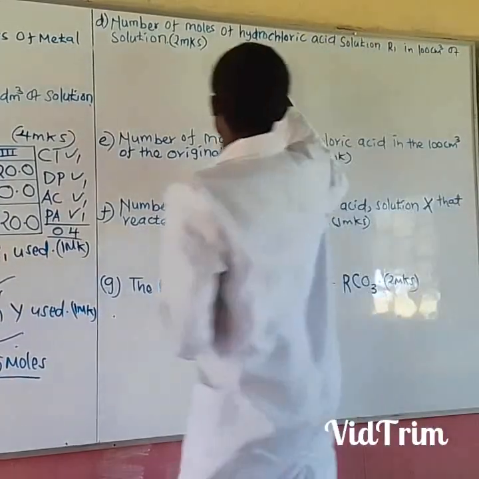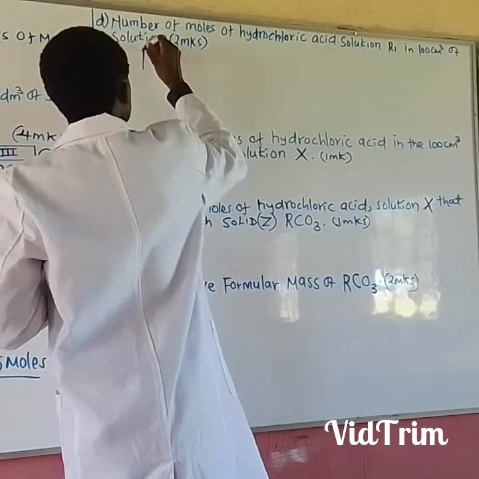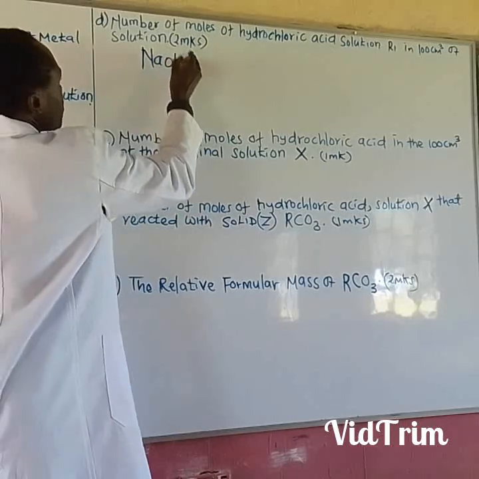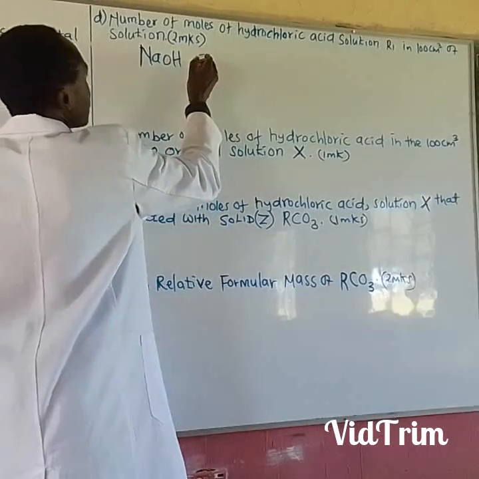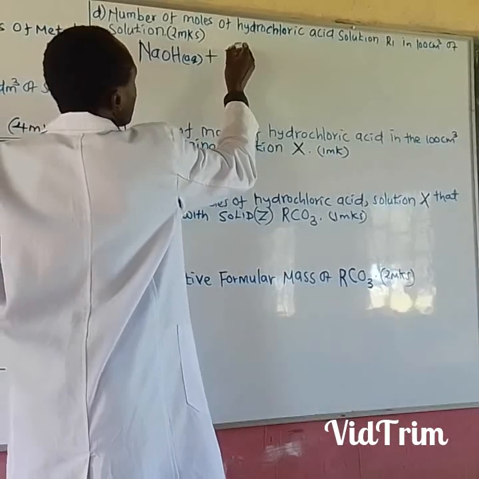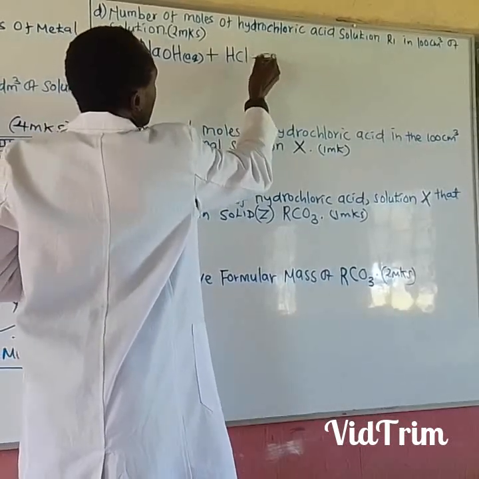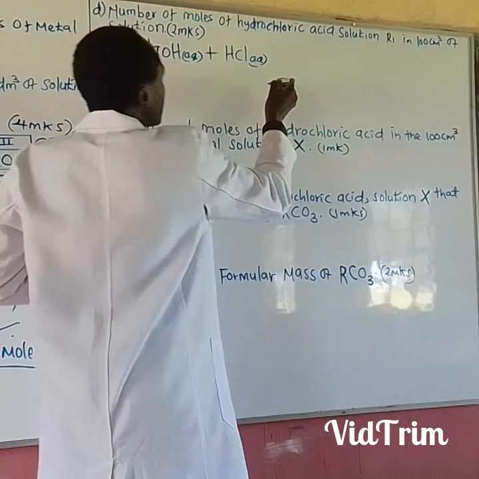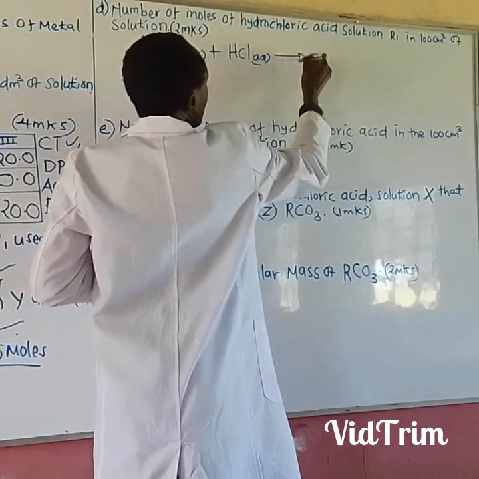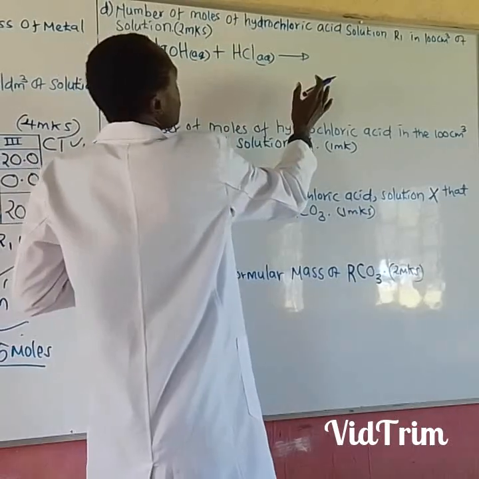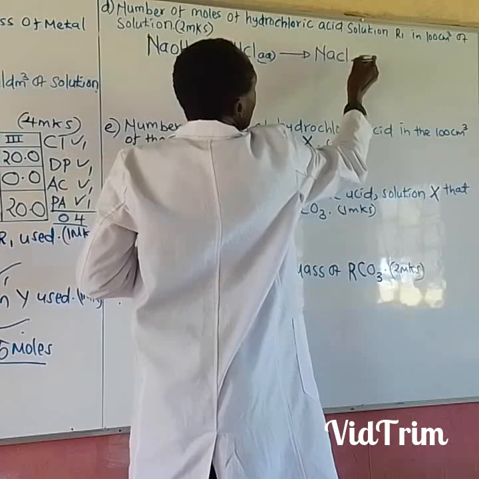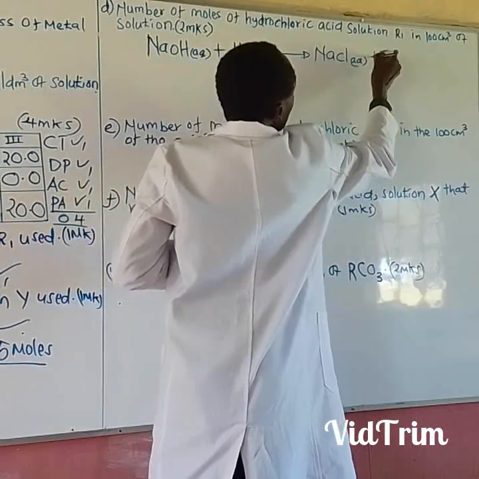So what you do, my student, to write the equation, is sodium hydroxide solution Y reacting with HCl, hydrochloric acid in solution R1. An acid and a base form a salt and water. So the name of the salt is sodium chloride, plus water.